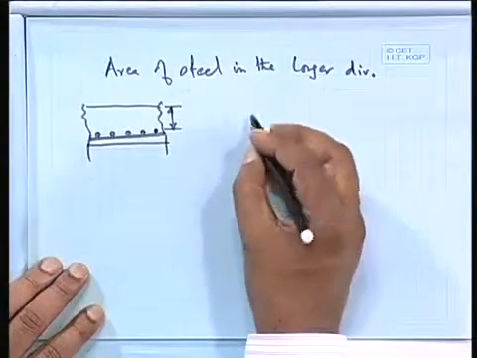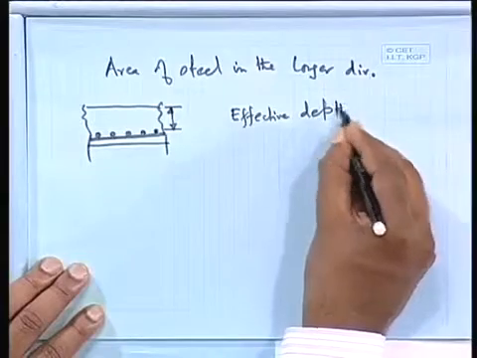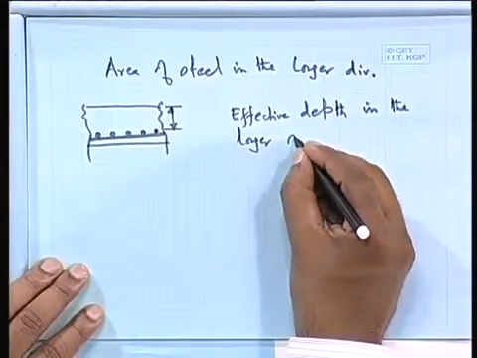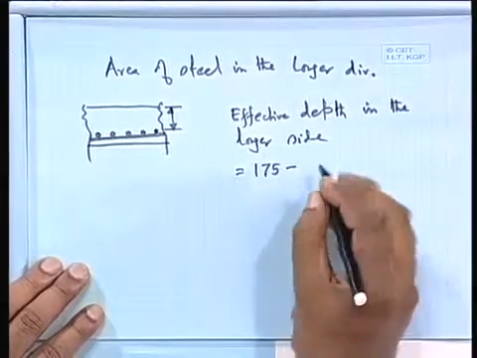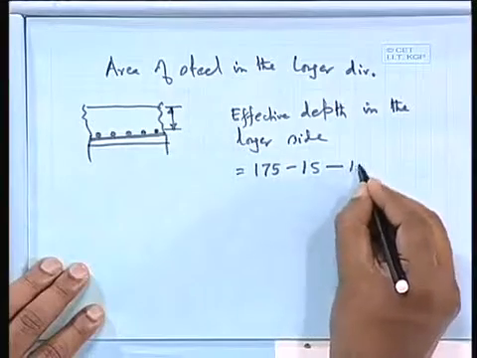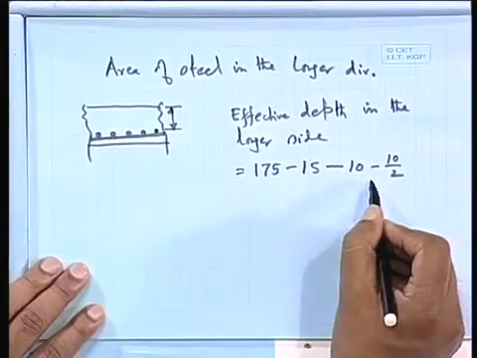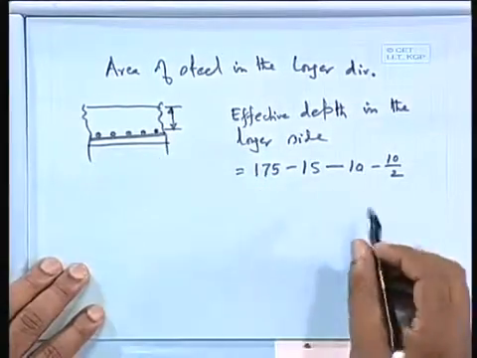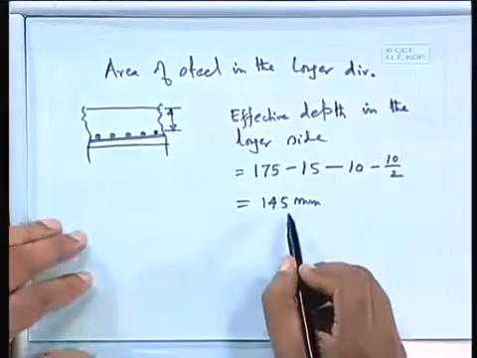So what we shall get here then? The effective depth in the longer side equal to overall depth minus cover minus 1 bar diameter, that is your 10, minus 10 by 2. Even if we provide say 10, we shall get this one. This is the difference. That means your effective depth in the longer side will be reduced by the bar diameter of the shorter side. So it comes as 145 millimeter. Okay. So we shall get this one, 145 millimeter.